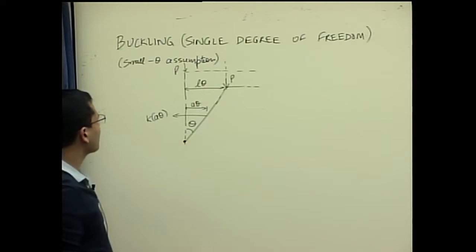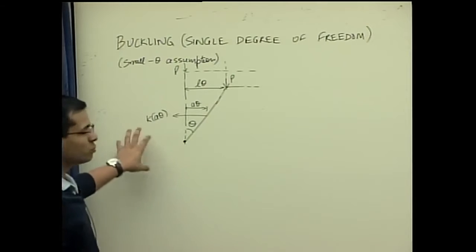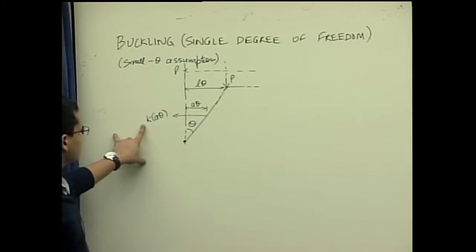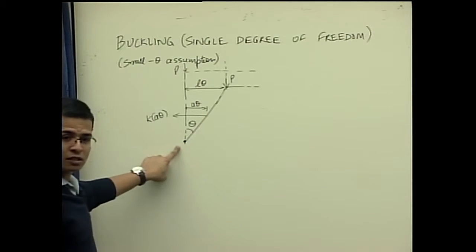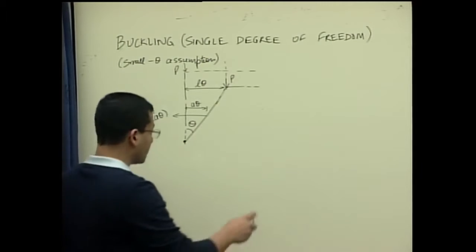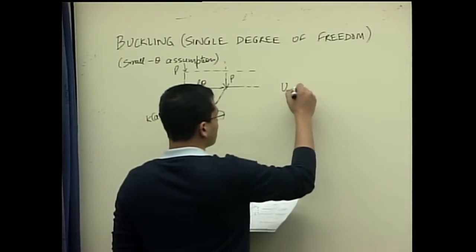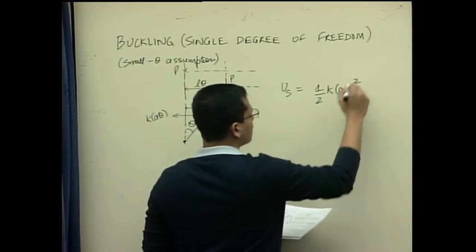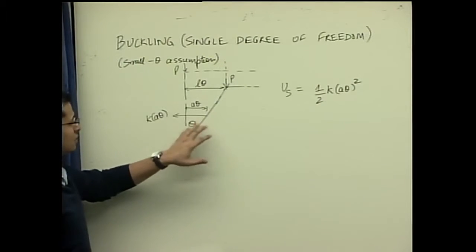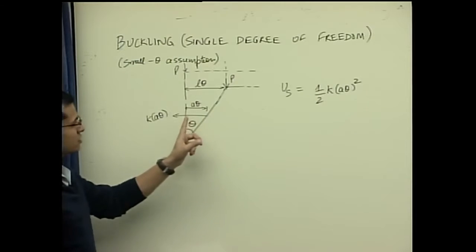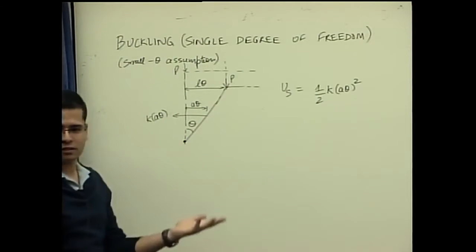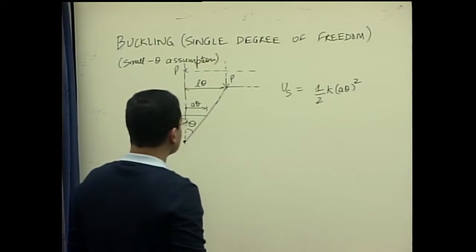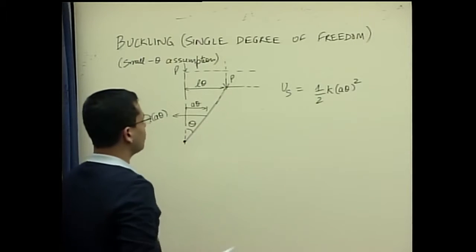Okay, so what we will do is write the total potential energy for this system. So there is a spring which is attached at a distance a from the hinge. So the potential energy of the spring is equal to half k (a theta) square, where a theta is the deflection in the spring. So half k x square is the potential energy of the spring. And now we have to write the potential due to the applied external load P.